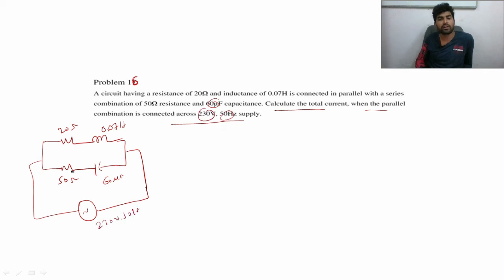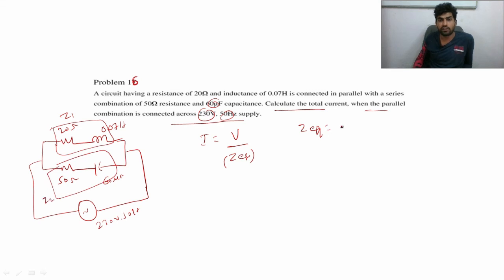What we need to calculate? Current we need to calculate. I is equal to V by Z equivalent. So first we need to calculate Z equivalent. Z equivalent is equal to what? This part I'll take as Z1, and this one I'll take as Z2. So Z equivalent is equal to Z1 into Z2 divided by Z1 plus Z2.